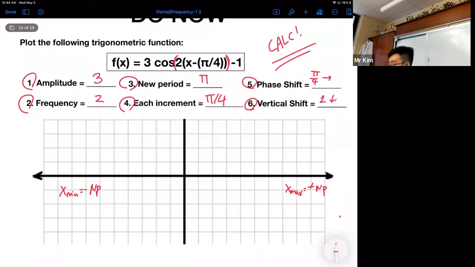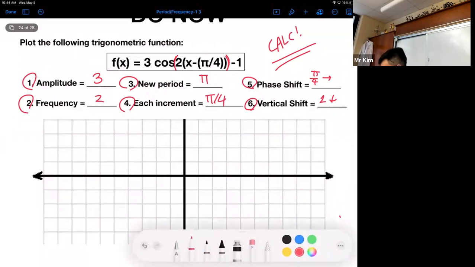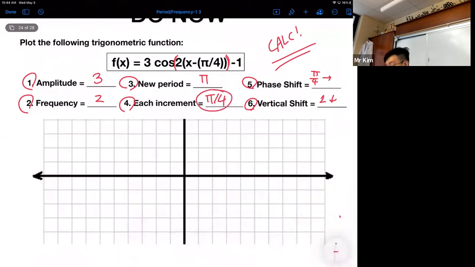1 unit down. Lot of stuff to take into consideration. So again, the very first step that we got to do is figure out just what each increment is going to be, which is this. So that's what you do first. Pi over 4, I'm going to do a different color. Pi over 4, 2 pi over 4, 3 pi over 4, and then 4 pi over 4.